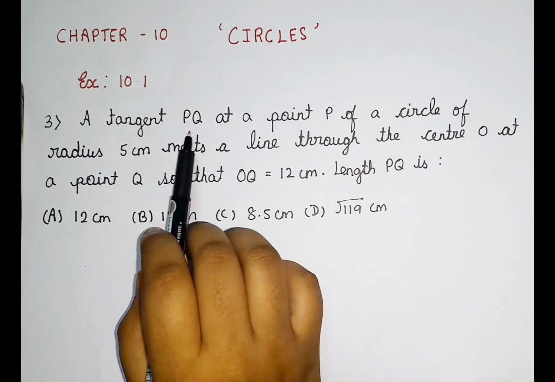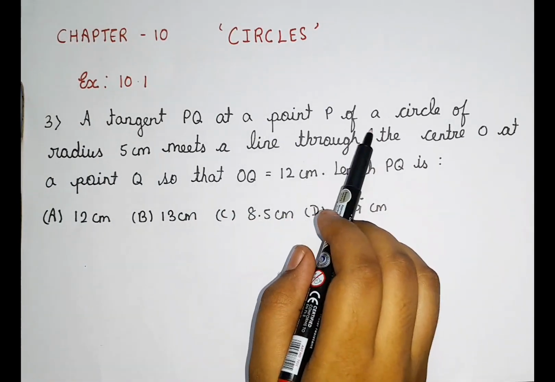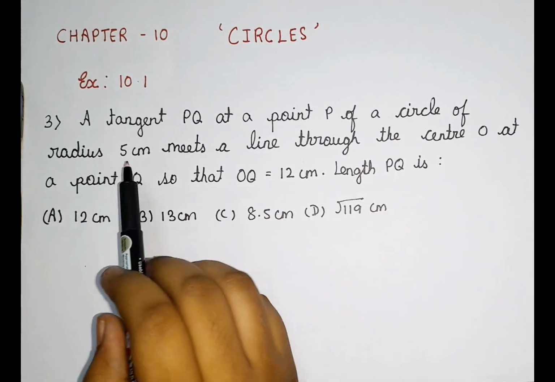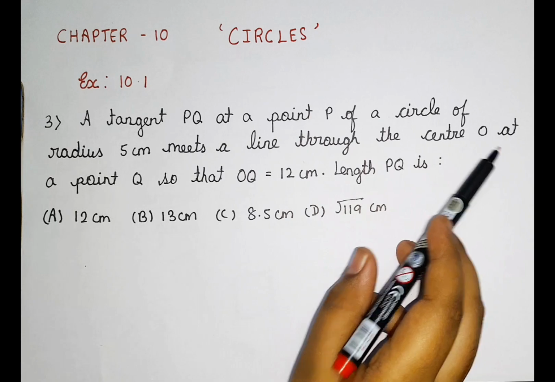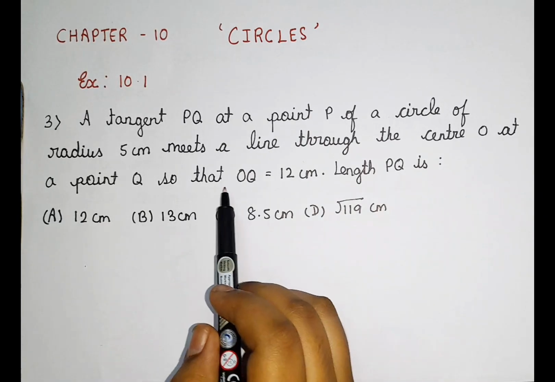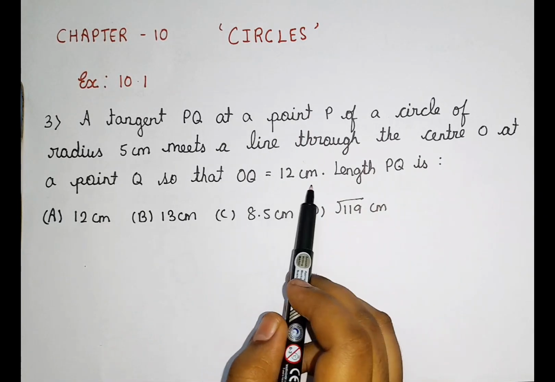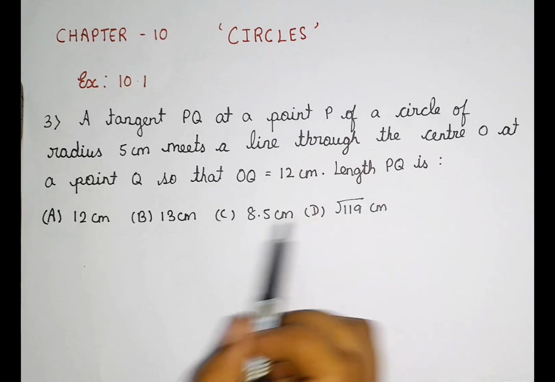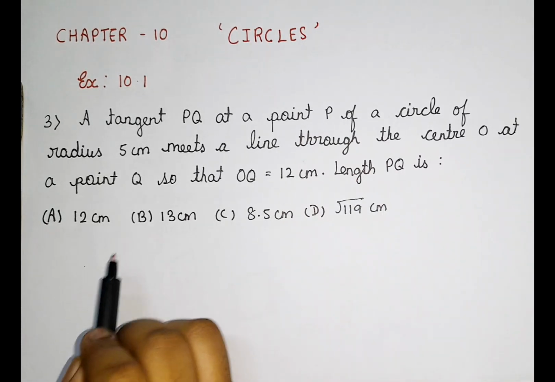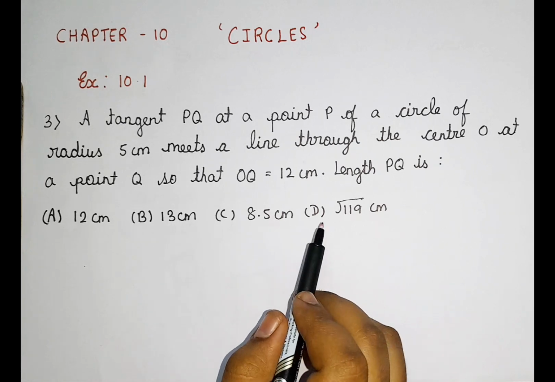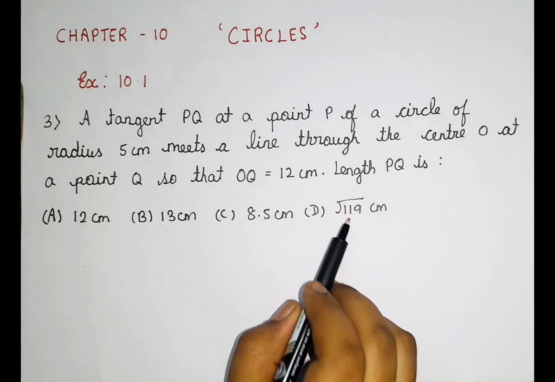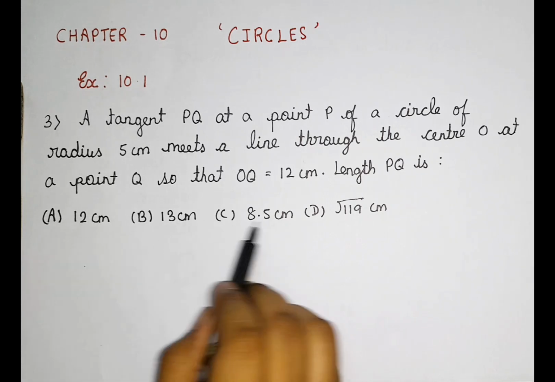A tangent PQ at a point P of a circle of radius 5 cm meets a line through the center O at a point Q, so that OQ is equal to 12 cm. Length PQ is: A, 12 cm; B, 13 cm; C, 8.5 cm; and D, root 119 cm. So these all are the options.